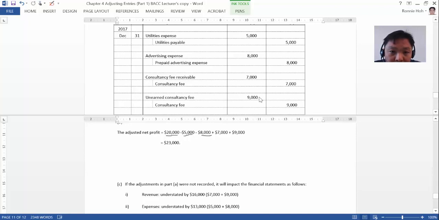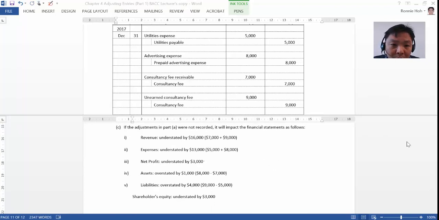Whereas the third and fourth journal entry, notice it increases revenue. There's a credit to consultancy fee twice. So revenue has increased, and revenue will always increase net profit, right? That's why it's a plus 7,000 and plus 9,000. So once you account for the expenses and the revenue, you'll get the updated net profit, which is the adjusted net profit, and the amount should be 23,000. You should get that amount. Well, at least now you know how to get it if you've got it wrong. But if you got it, well done.